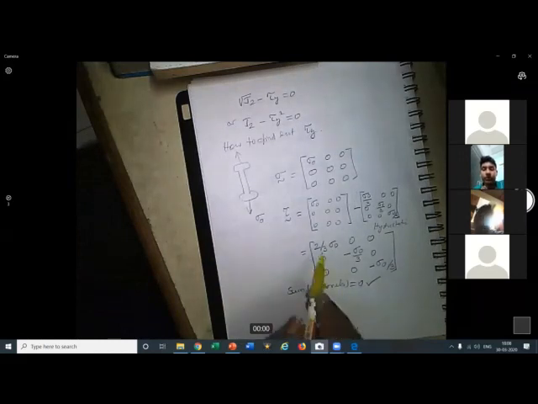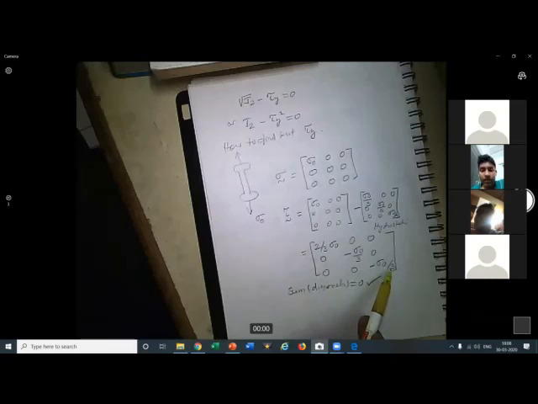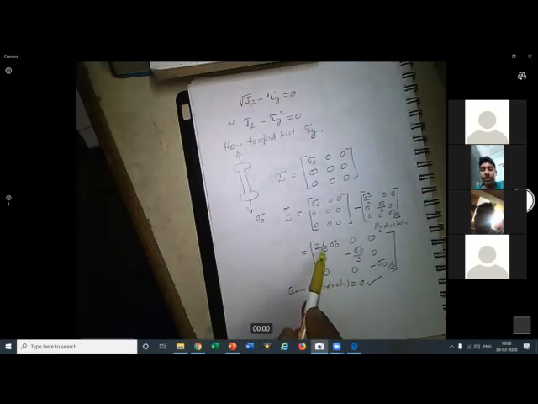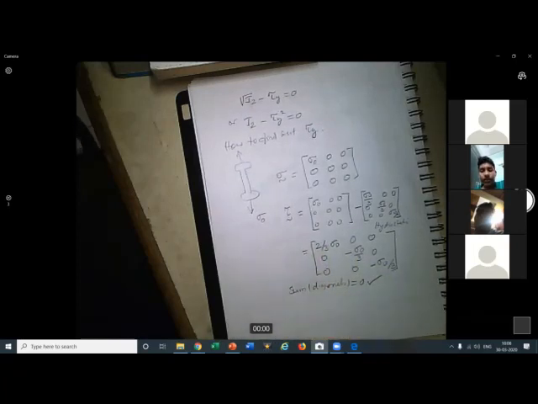Why am I doing this, Banu? Check. Why am I doing this? I'm adding these three and asking the question, is it equal to 0? Yeah, because we have subtracted the hydrostatic component and the volume change. But why am I testing by adding these three and checking whether it is equal to 0? So, for checking if it is pure shear or not.